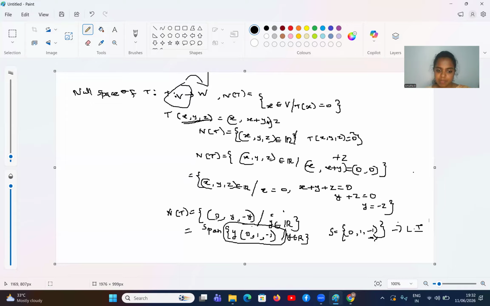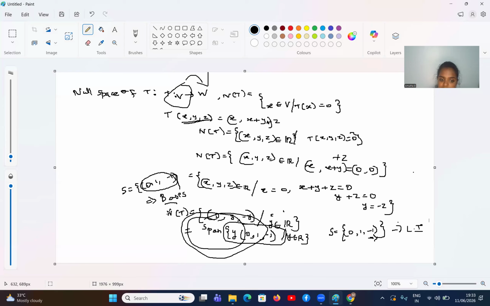Also, we have derived this from the format of span, so it is span of N of T. So this concept tells that S equal to 0, 1, minus 1 is a basis of, from which set have we derived this set? N of T. From N of T we have derived this S set, so that is a basis of N of T. Till this you can understand.